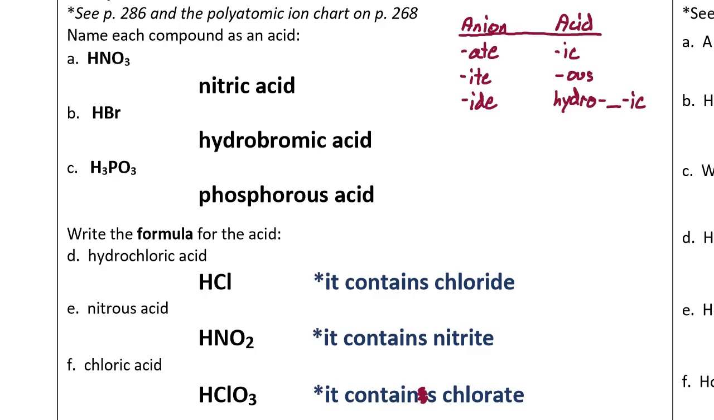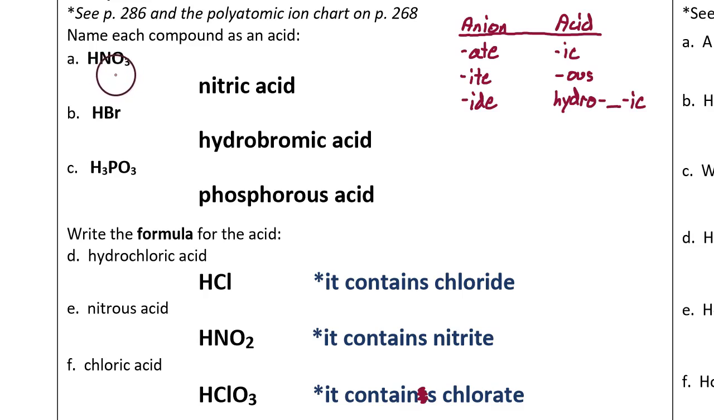Here is the answer for the day 3 bell work. Name each compound as an acid. So question A, this is hydrogen nitrate. When hydrogen nitrate is dissolved in water to make an aqueous solution, it becomes an acid. What is the name of the acid form for hydrogen nitrate?